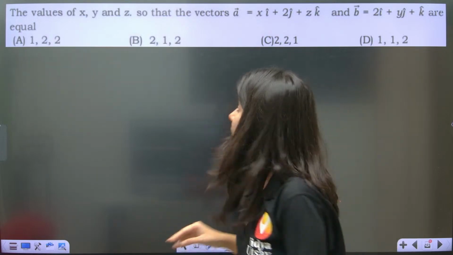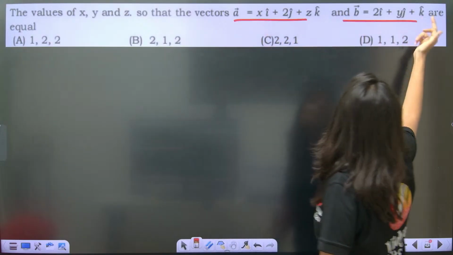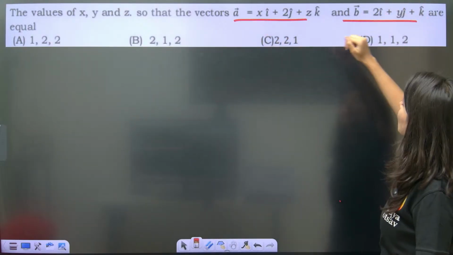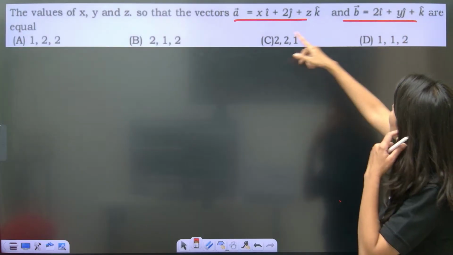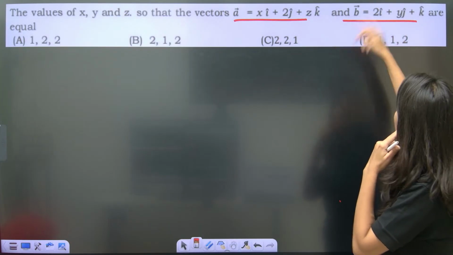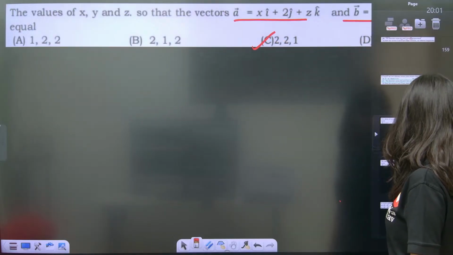Okay. Now, A and B are equal vectors. This is a very easy question. X and 2 are equal. 2 and Y are equal. Z and 1 are equal. So basically X is 2, Y is 2, Z is 1. Option C is correct. Okay.